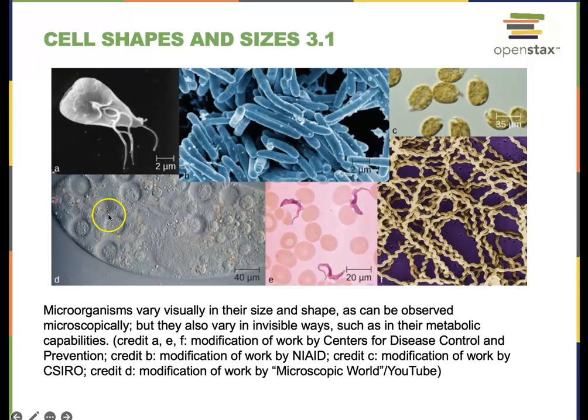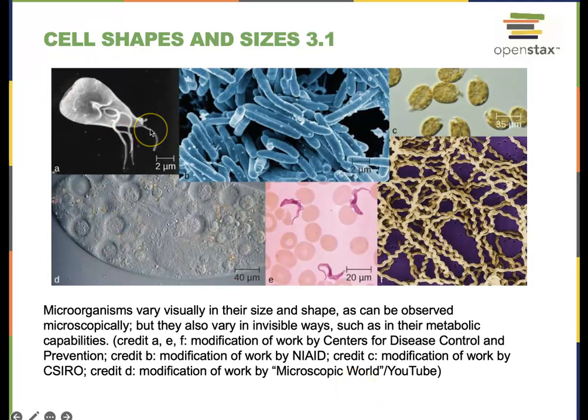Some cells are living on their own. Some cells are part of a multicellular organism and are specialized, but we're going to concentrate on basically the difference between prokaryotic and eukaryotic cells in this chapter. So this is just a nice overview.